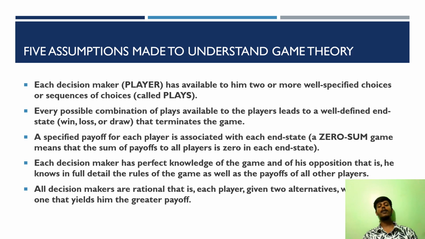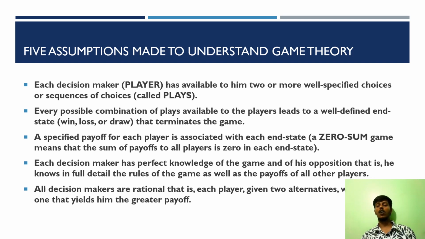Five assumptions made to understand game theory. Each decision maker or player has available to him two or more well-specified choices or sequences of choices called plays. Every possible combination of plays available to the players leads to a well-defined end state, win, loss, or draw, that terminates the game. A specified payoff for each player is associated with each end state.